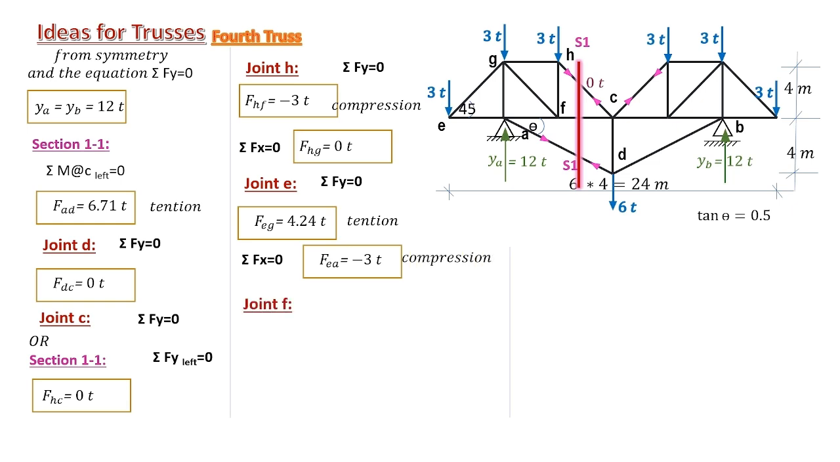Joint F. We already have HF calculated from joint H, and we have GF, FA, and FC connected to joint F. So, considering the Y direction, the only forces that will appear are the known HF and the required FG. So we get that FG equals 4.24 tons tension.